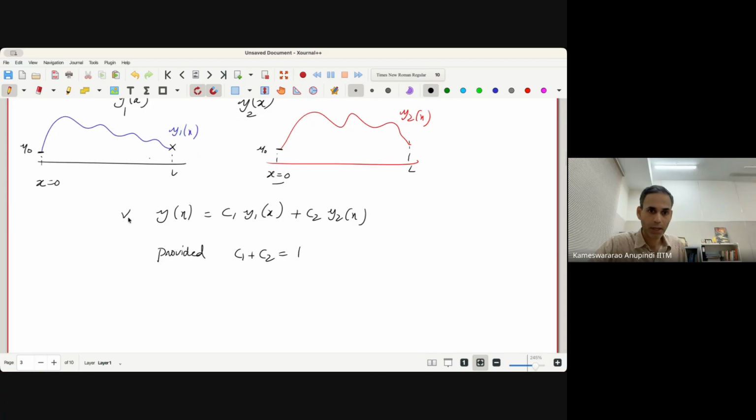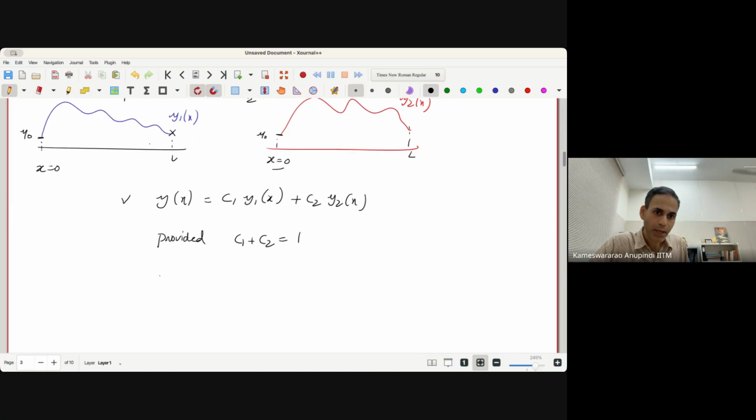So if this is the case, I can also calculate y at x equal to L, that is, the specified yL equals c1 times y1 of L plus c2 times y2 of L, right?